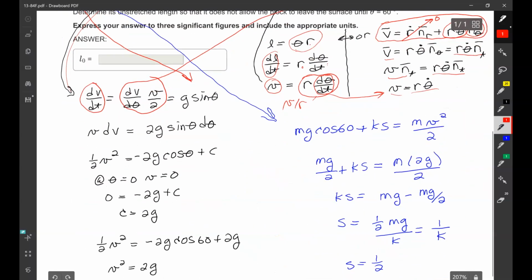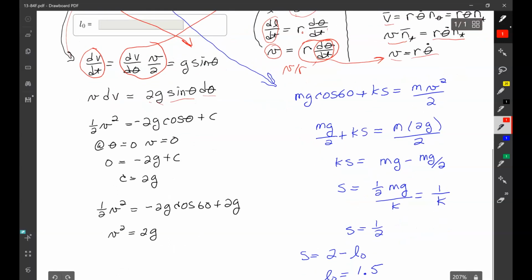Now let's focus on this equation right here, this black one. Can you separate these variables? Yes, I'm going to leave the v dv on the left. I'm going to take the d theta and the 2 to the right. So v dv equals 2g sine theta d theta. Okay, they're separated. Now you integrate them. The left-hand side is an easy integral, and the right-hand side is not too bad either.